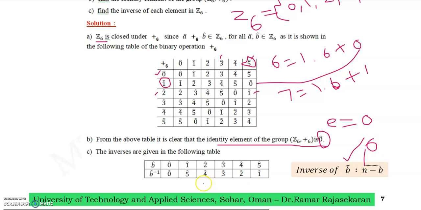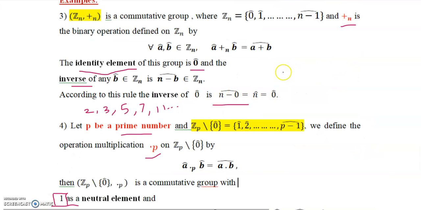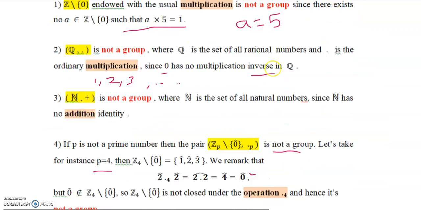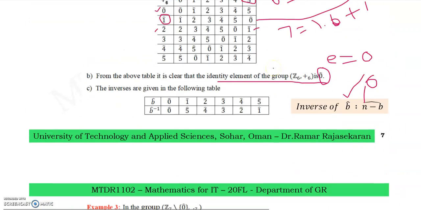Okay, so now you take the element 0. Now you see the rule here, what is given. See, inverse of 0, how to find? You see, n minus 0, it will become n, but it is equal to 0, because the elements here we have from 0 to n minus 1. Okay, now see, you apply this rule. You see here, so that inverse of 0.